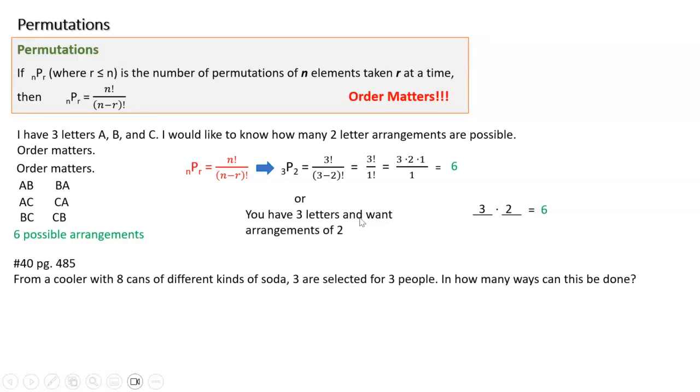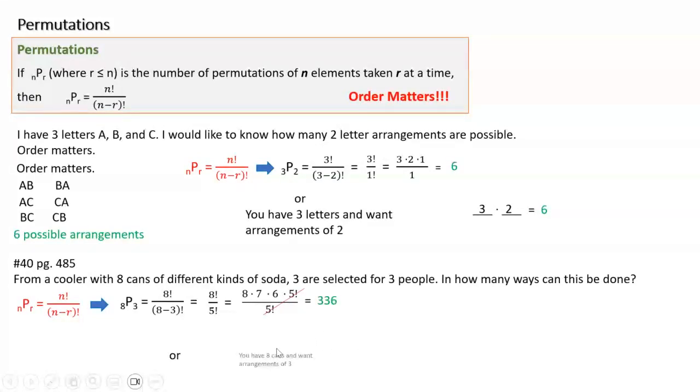Let's do number 40 on page 485. This is from a cooler with 8 cans of different kinds of sodas. 3 are selected for 3 people. In how many ways can this be done? Right, so it's going to be nPr, the permutation. So it's going to be 8 permutation 3. So it's going to give us 8 factorial over 5 factorial. So 8 factorial will give us 8 times 7 times 6 times 5 factorial. You see the factorials will cancel to 1. So the answer will be 8 times 7 times 6. The answer is 336.